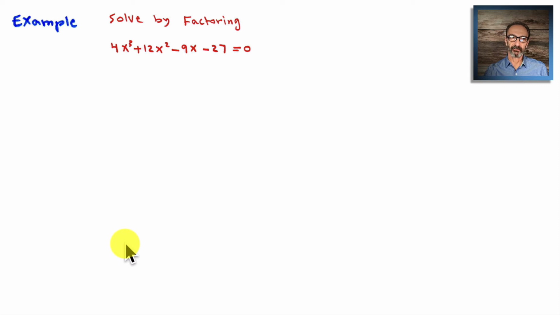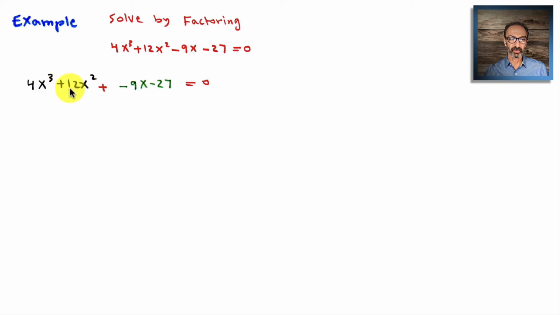Solve by factoring. 4x cubed plus 12x squared minus 9x minus 27. What do you think? They don't all have anything in common to take out. 4 is even and 9 is odd. So I can't take something out as a common factor. But here's another way. 4 and 12, they do share common factors. 9 and 27, they do have common factors. So I'm going to use factoring by grouping.